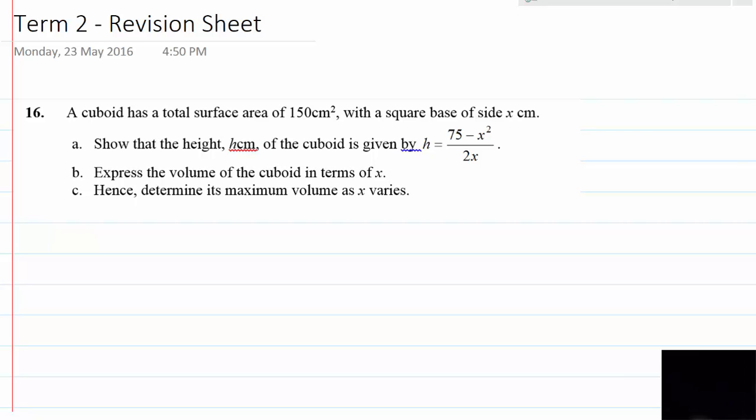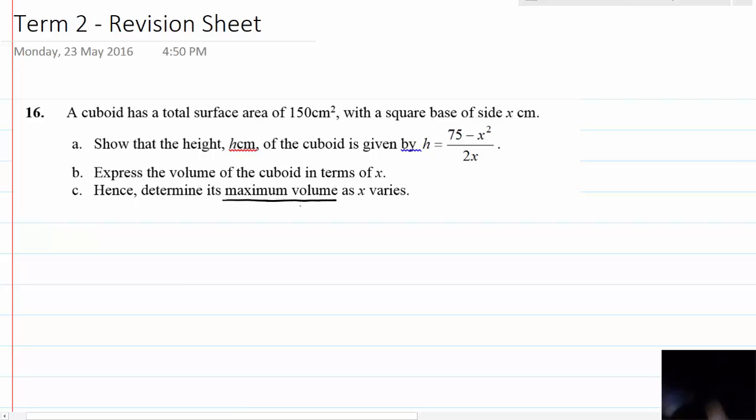Term 2 revision sheet question 16. So I'm just going to take you through first of all this optimization question, but I will take you through 4 eventually. So the first one is quite well scaffolded, so you just need to step through. If I was doing this as one single question though, notice that part C asks to determine the maximum volume.